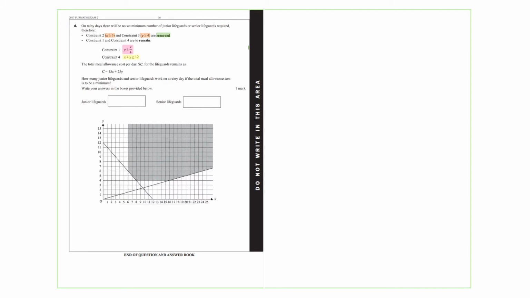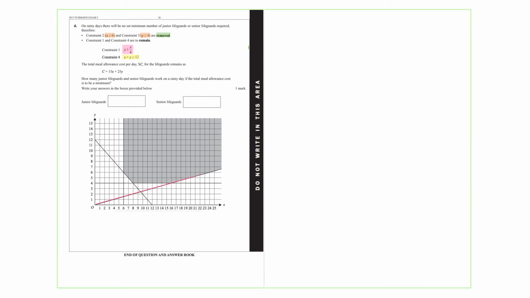Part D. On rainy days, there will be no set minimum number of junior lifeguards or senior lifeguards required. Therefore, Constraint 2 and Constraint 3 are removed. Constraint 1 and Constraint 4 are to remain. Now, let's draw these two constraints on the graph. The total meal allowance cost per day in dollars for the lifeguards remains as C equals 15x plus 25y.